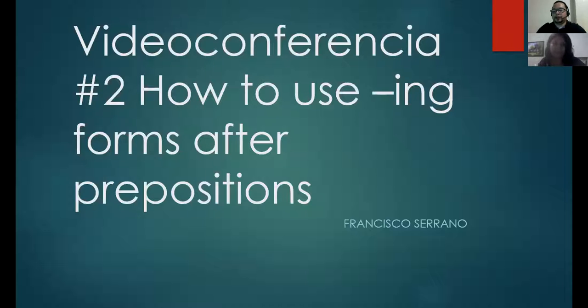Okay, so as I mentioned yesterday, we're going to have a little review about the infinitives. Vamos a tener una pequeña review, vamos a completar algunos ejercicios de infinitive y después vamos a pasar a how to use the ing form after prepositions.